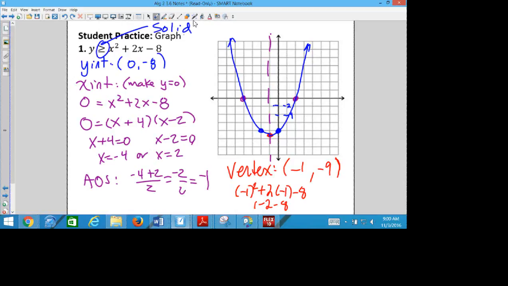Okay, from here we're going to test a point. What point can I test not on the parabola? 0, 0. So I get 0 is greater than or equal to -8. Is that true or false? True. So I have to shade 0, 0. That's inside of the parabola, so I shade everything on the inside.